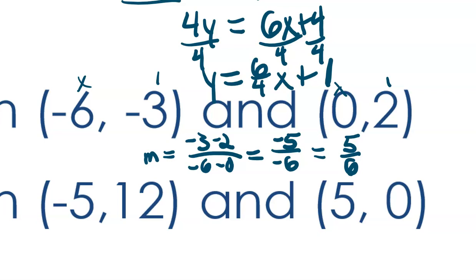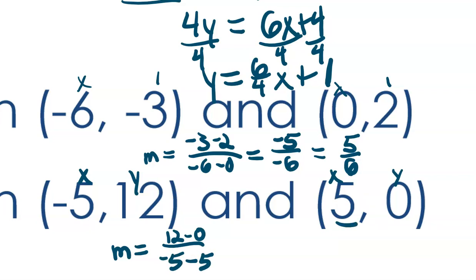Now let's come down to the bottom one, do the same thing, get the change in y over the change in x. So my y's are 12 and 0, so we're going to do 12 minus 0 over the change in our x's, -5 minus +5. And that's going to give us 12 over -10. Now again, we need to simplify this. So 12 over 10 would simplify to -6 over 5.